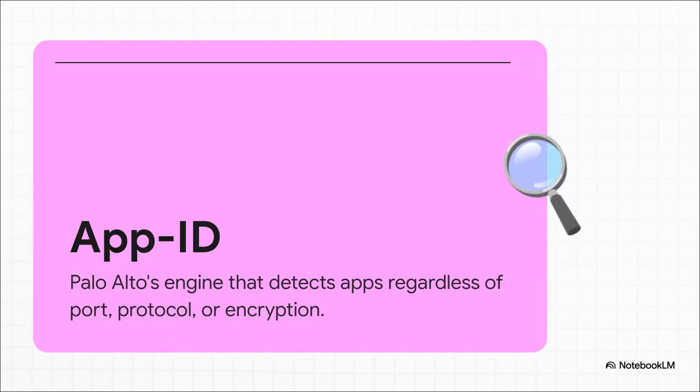Now, I just made a big deal about specifying the application, not the port. And that is all thanks to Palo Alto's secret sauce, App ID. This is the engine that makes the firewall truly next-gen. It honestly could not care less about port numbers. It's like a detective using a huge library of signatures and behaviors to figure out what the application really is, even if it's encrypted or trying to hide.